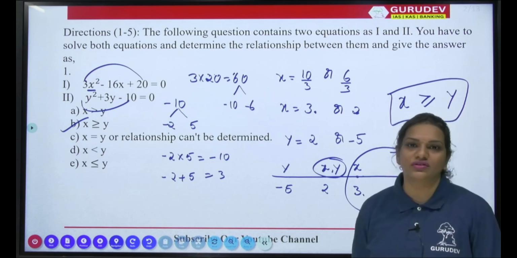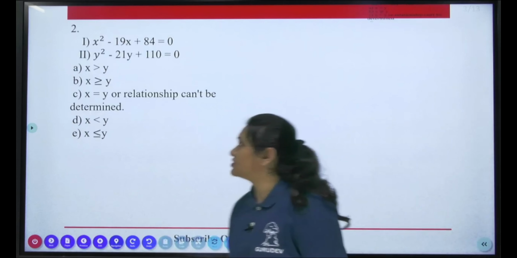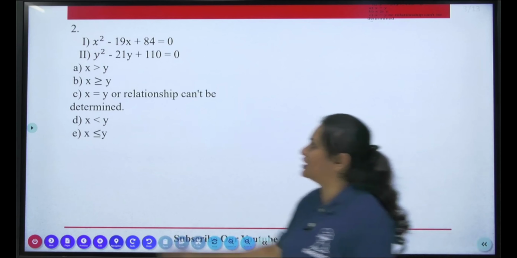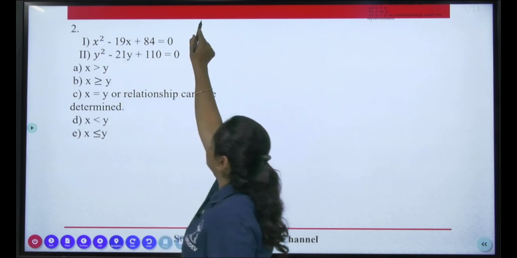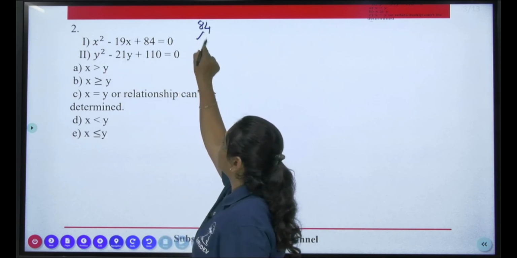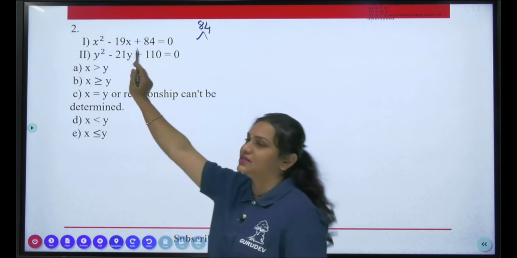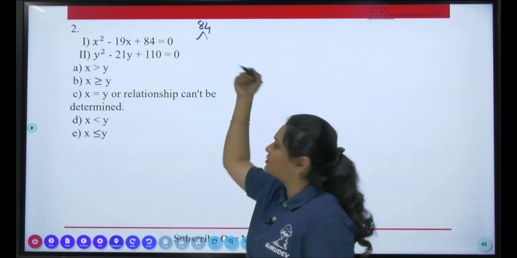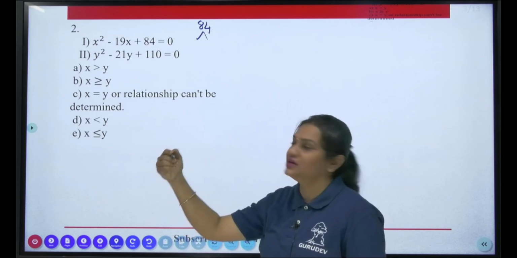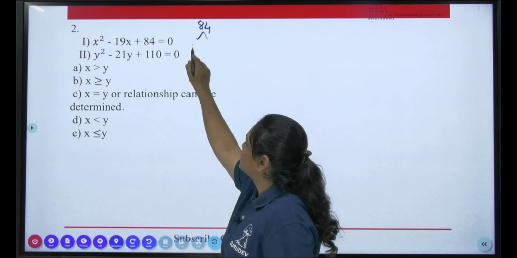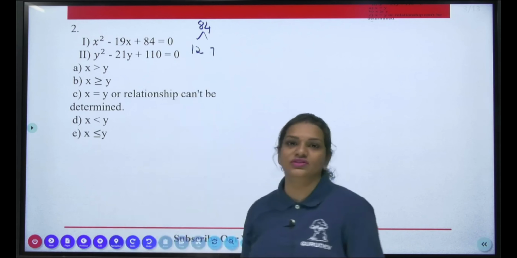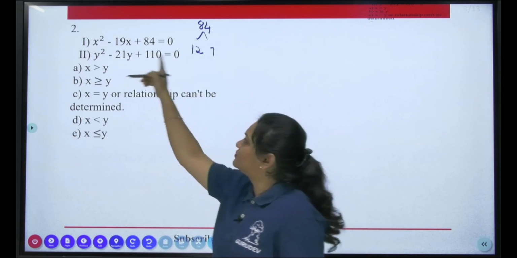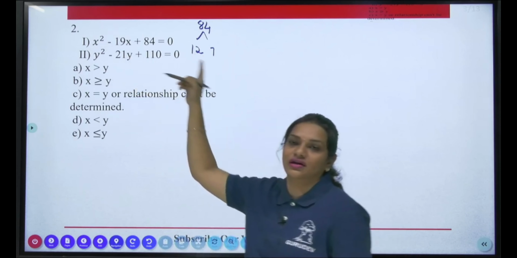So let me move on to the second question. In the second question also, the same pattern will be followed. 84 ones are 84. Take the roots in such a way that you should get 19. When I observe 84, start taking the factors like two tables in the start. 12 sevens are 84. If I multiply, I get 84, and if I add 12 and 7, I get 19.